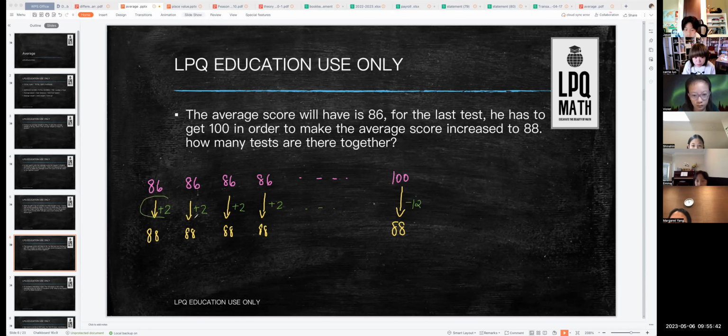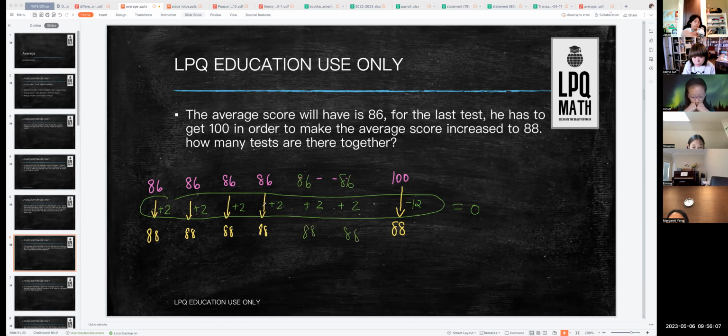Yeah, of course. So if you take a look at this one, I know all of them added together need to equal 0. Got it, Cynthia? Okay, so how many plus 2s are there in order to get rid of the minus 12? 1, 2, 3, 4, 5, 6 in order to make them disappear. So how many 86s are there? 1, 2, 3, 4, 5, 6. 6 tests, but don't forget there's one last one. So altogether, 7 tests are there.